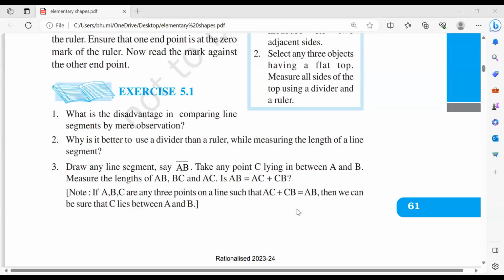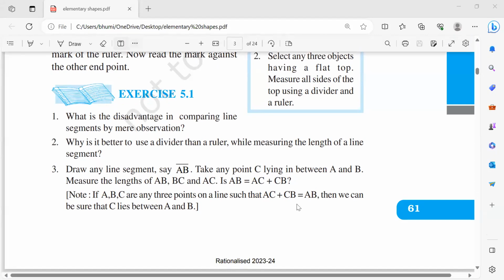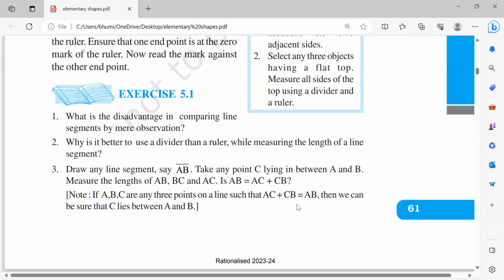Hello students, in this video we will see the NCERT solutions of chapter 5, which is understanding elementary shapes. So starting with exercise 5.1, what is the disadvantage in comparing line segments by mere observation?